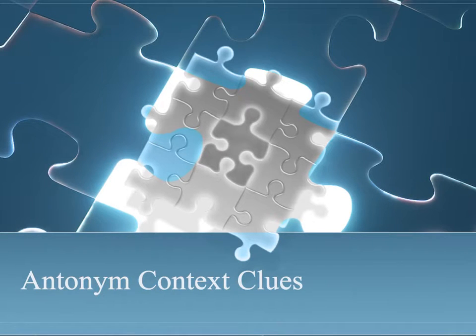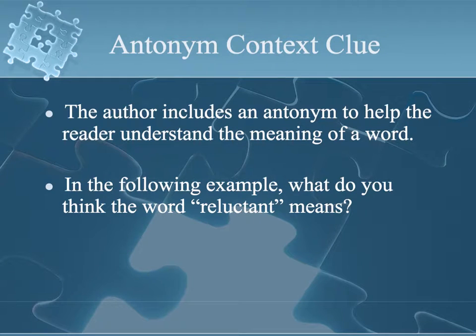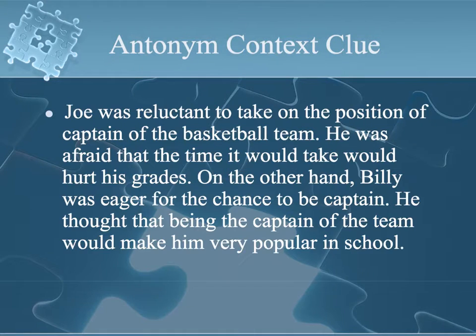On the flip side here, we also have antonym context clues. Sometimes authors will include a word that is the opposite of the word that you are trying to figure out. So in this example, we're going to try to figure out the word reluctant. Joe was reluctant to take on the position of captain of the basketball team. He was afraid that the time it would take would hurt his grades. On the other hand, Billy was eager for the chance to be captain. He thought that being the captain of the team would make him very popular in school. So here's the word we're trying to figure out. There's reluctant. What do you think it means?